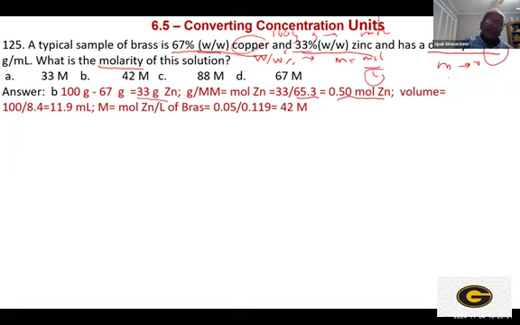Volume is calculated from density. Grams divided by density, you get 11.9. Therefore, moles of zinc divided by volume of the solution, you get 42. That's how you got 42. Answer is B.